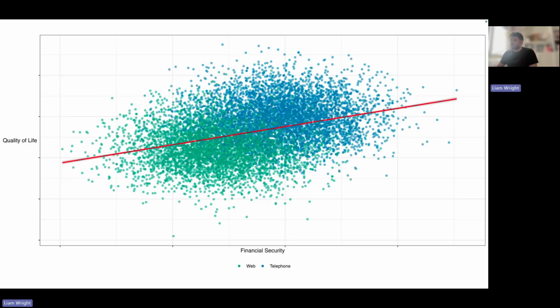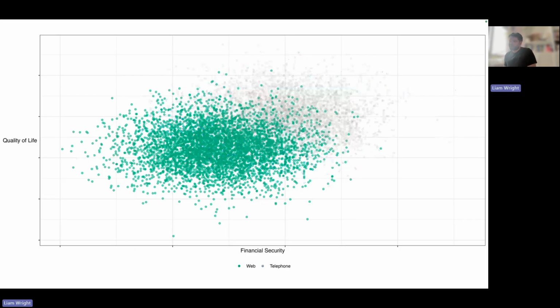But if you actually looked within a specific mode, for instance, now I'm just highlighting the data points from the web mode and reran a regression, you'd find no association, which is the true association between these variables as simulated, rather than just reflecting the survey design. So having two variables that both are subject to mode effects can cause an association between those variables that's spurious rather than reflecting the underlying reality.